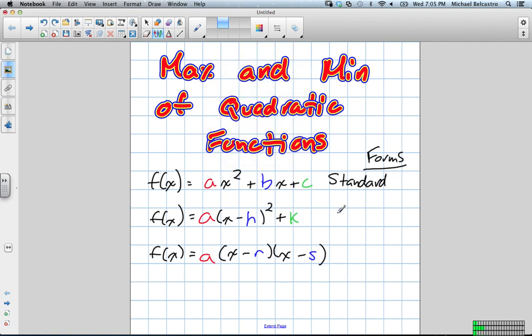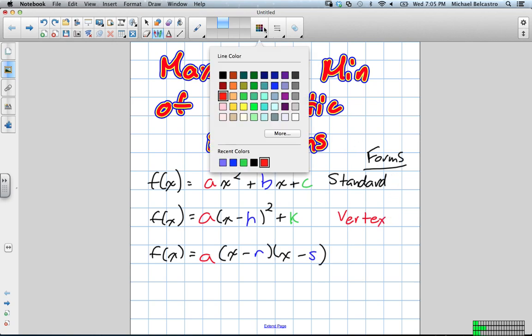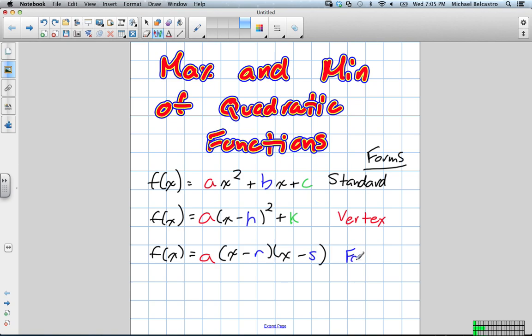The second one is called vertex form, and they each have a reason for being called this, okay? And finally, the last one is called factored form. Now, all three of these can represent the exact same equation, the exact same parabola when we graph it. The only difference is they represent them in different ways.